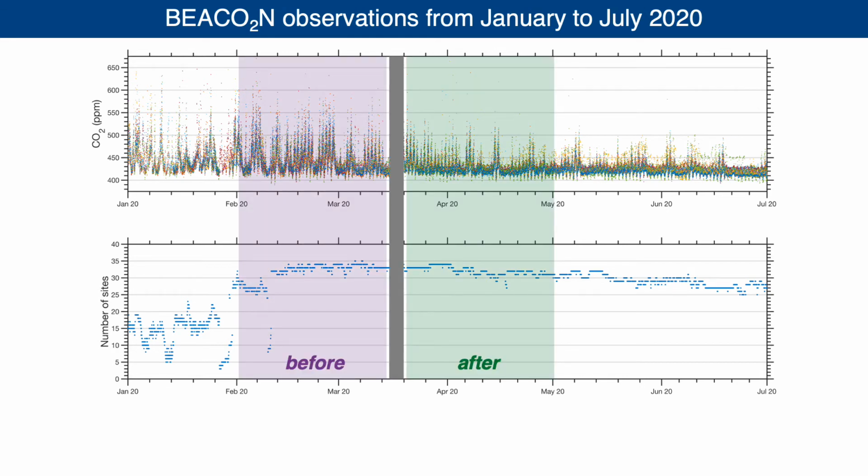So for this work that I'm going to show, I'm going to indicate two time periods. This gray bar is roughly when the shelter-in-place order was enacted, which was mid-March. We're going to leave this week out of the following analysis, and we're going to define a period before the shelter-in-place order due to COVID-19 and a time period after that order was implemented.